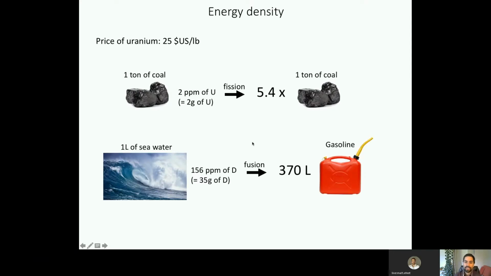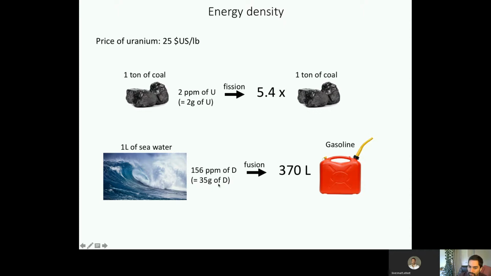Another shocking example is now with deuterium. So deuterium, as I said earlier, is a different type of hydrogen. Water contains hydrogen, and in seawater, a small portion of the hydrogen in the water is deuterium, which is a different type of hydrogen that can actually be used to power a fusion reaction. So 1 liter of seawater contains about 35 grams of deuterium.